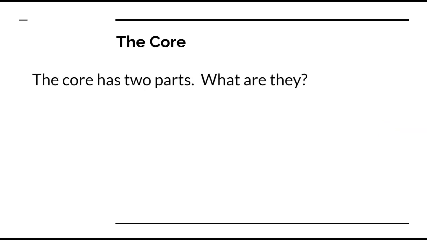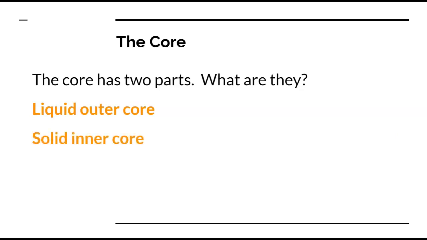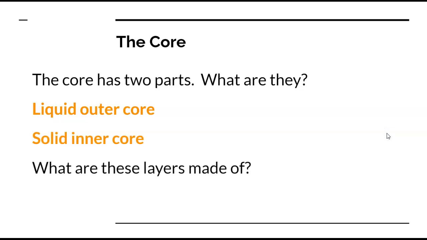The core. The core has two parts. What are they? The liquid outer core and the solid inner core. What are these layers made of? Mainly iron and nickel.